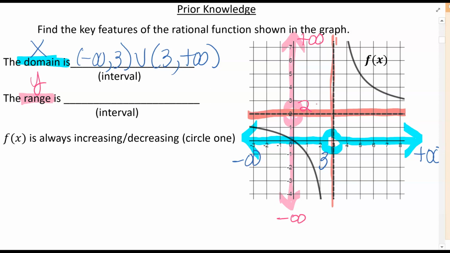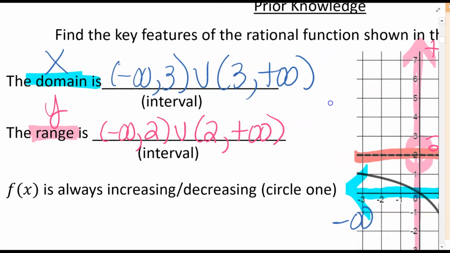For the range in interval notation, you go from the bottom to the top. So we're going to start at negative infinity, and you're going to continue to 2. You're going to put a parenthesis because it's an open circle. Union. It starts up again at 2, so put a parenthesis, and then it goes on forever to positive infinity. Okay?